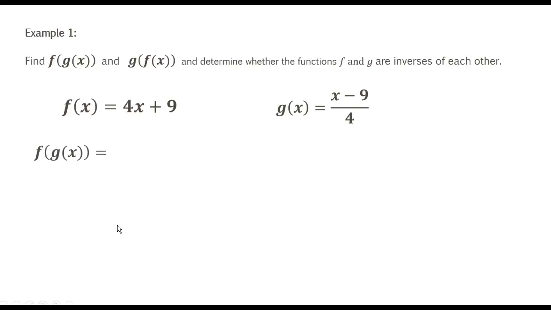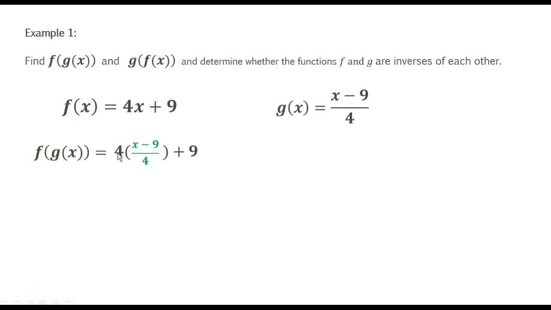So first, let's find our f of g of x. What does that mean? That means to take our f function, and everywhere there's an x, I'm going to have to plug something in. Well, what do I plug in? I plug in my g function, g of x. My g of x is x minus 9 over 4. So what goes here in place of the x is x minus 9 over 4. Now I need to simplify this.